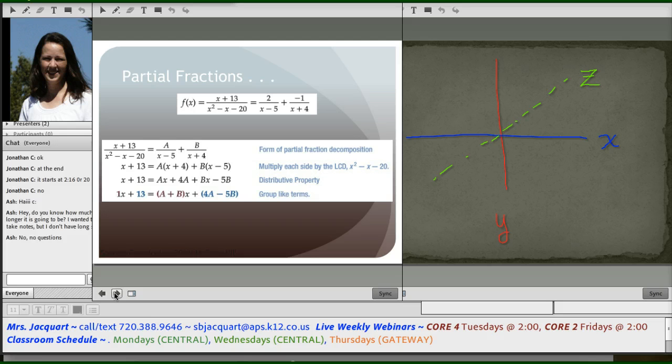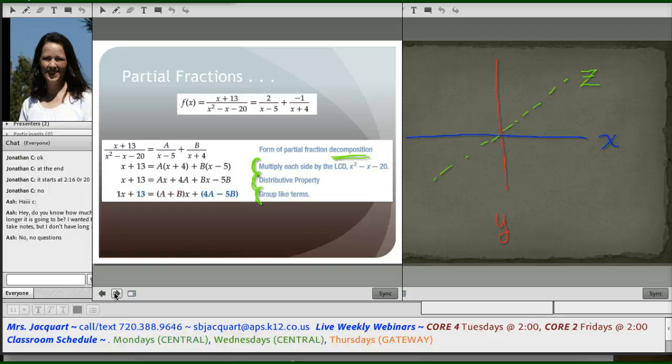Okay, so when you watch this again, pause it and take notes. This is also in Schoology when you look at this section for the partial fractions. You may want to take notes on partial fractions because it's just kind of cool anyway. So I'm going to follow these steps. When you're dealing with partial fractions, we're going to decompose it. First thing that we're going to do is multiply each side, distribute a property, and group your like terms.